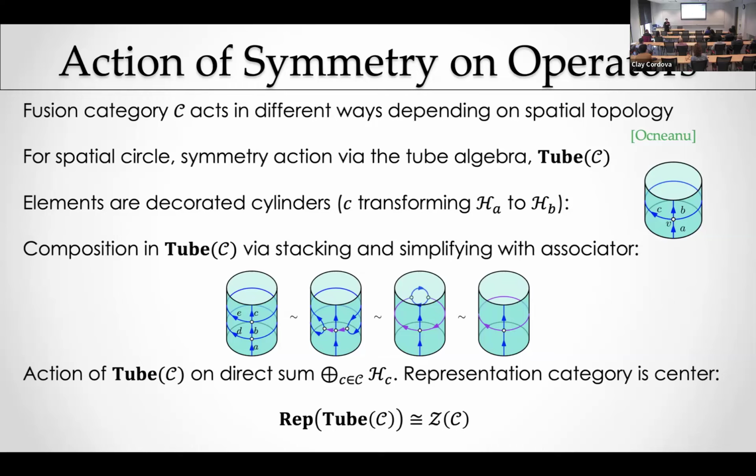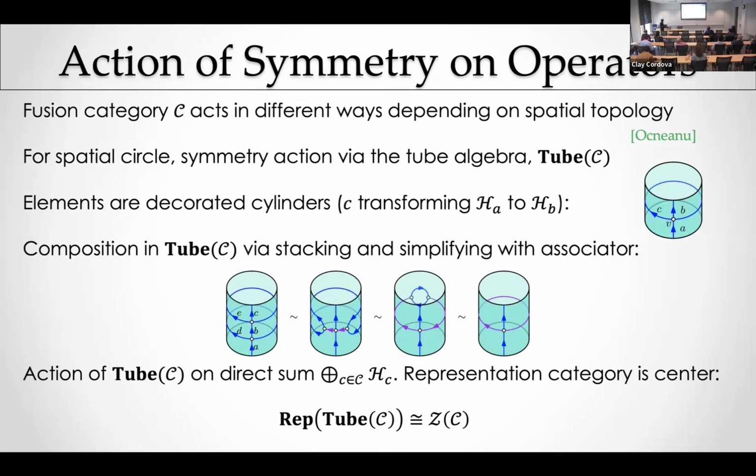One option is that space is a circle. You have periodic boundary conditions. Another option is that space is an interval or a line. Well, that's the case we'll come to in a minute. But if space is a circle, you have this structure, which has been known for a little while, worked out by Ocneanu. So the way it works is the fusion category. You want to know how it acts. So it acts by something called the tube algebra. So this diagram here, you should think that space is a circle, and then we have time going up. Okay?